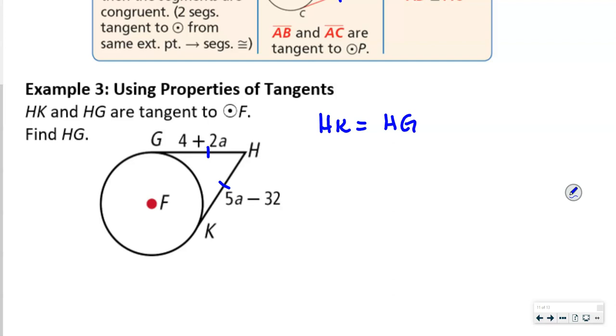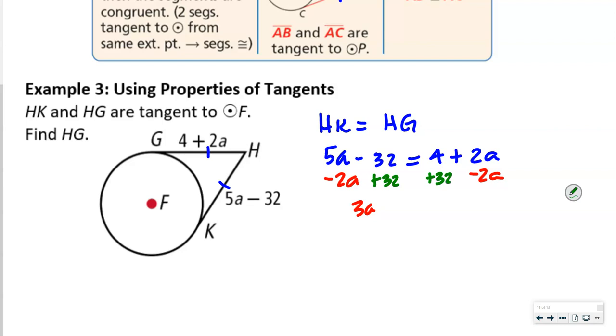So we're going to say 5A minus 32 is equal to 4 plus 2A. We're going to subtract 2A from both sides. So that's going to give us 3A over here, and then we're going to add the 32 to both sides to get rid of the 32. So that's going to give us 36. Then we're going to divide both sides by 3. So A is going to be equal to 12.